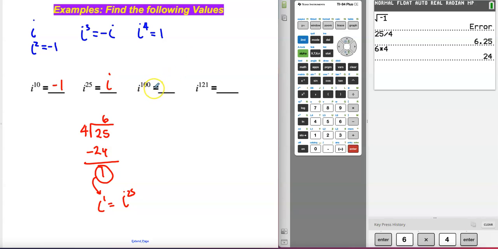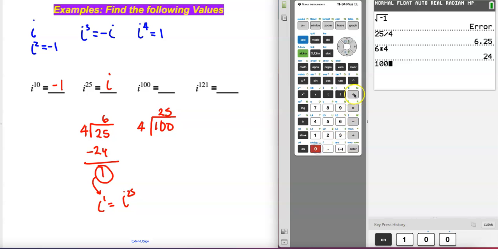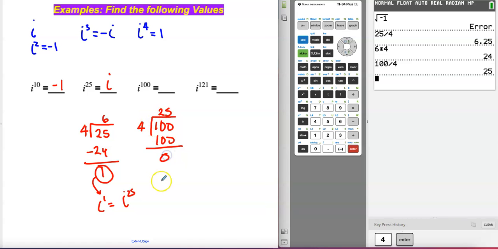Okay, so we do the same thing with the 100. We take 100 and divide that by 4. So how many times can 4 go into 100? 25 times, right? If you didn't know that, you can just divide it: 100 divided by 4, you get 25. So 25 times 4 is 100, so this time I don't have a remainder. Since you don't have a remainder, that means it went through 25 full cycles with no extra cycles left over. So therefore, i to the 100th power is equivalent to just 1.